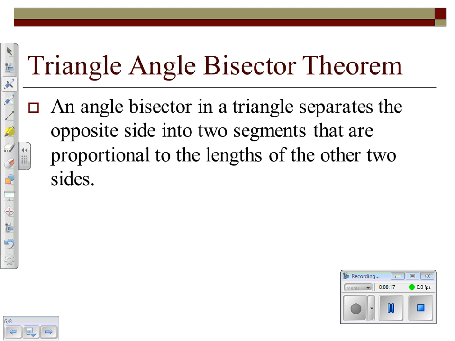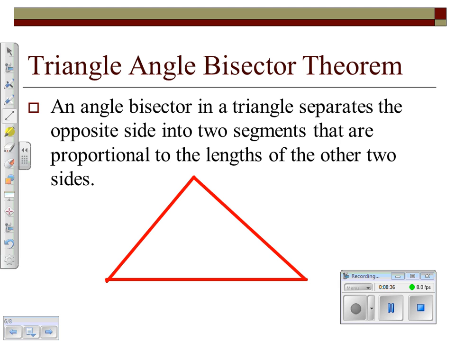Now our last theorem for this section: an angle bisector in a triangle separates the opposite side into two segments that are proportional to the lengths of the other two sides. One more to draw. I have this triangle here, and I call it A, B, C. Then I draw an angle bisector through any of those sides that I want, and say I just draw the one that goes through C over here.